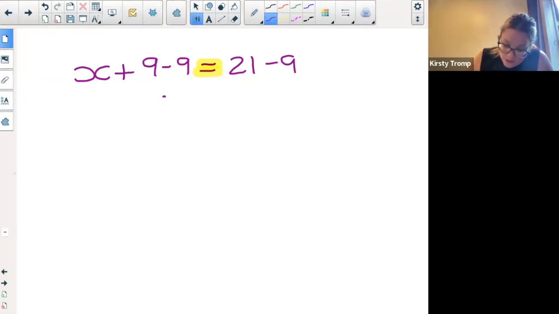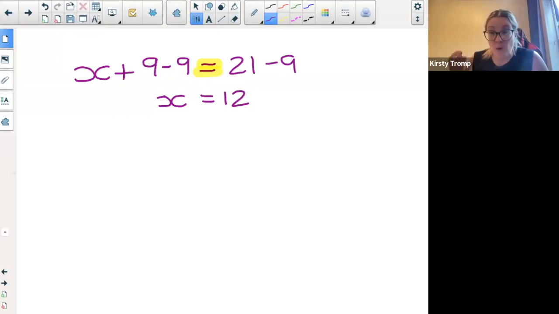Okay. So now I've got x plus 9 minus 9. I'm going to have x left there. And 21 minus 9 is going to be left with 12. So that's one way that we can practice doing these sums. Let's carry on and let's see if we get another one where we can practice again.